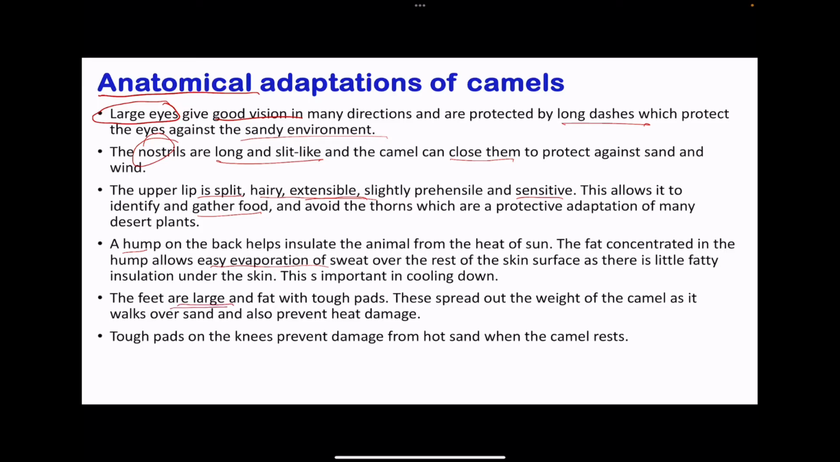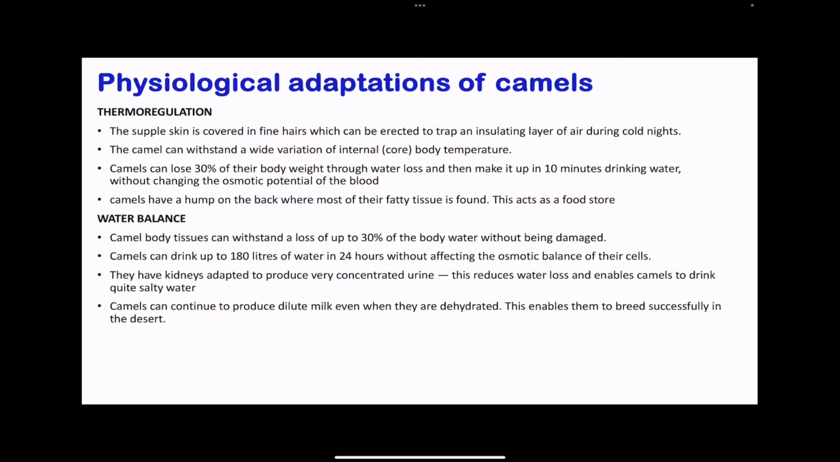They have large feet with tough pads, and these enable them to spread their weight as the camel walks to prevent heat damage. They have tough pads on their knees, and these are to protect them from the hot sand, meaning the tough pads are not going to be that sensitive to the heat.